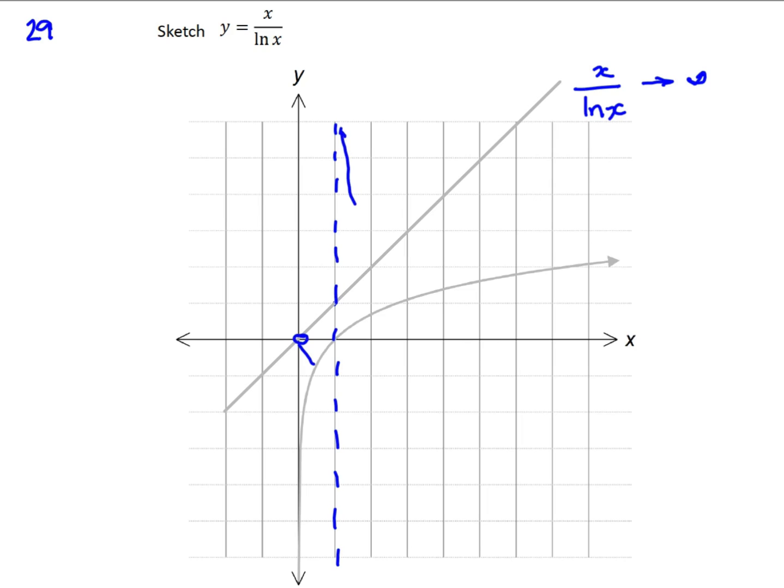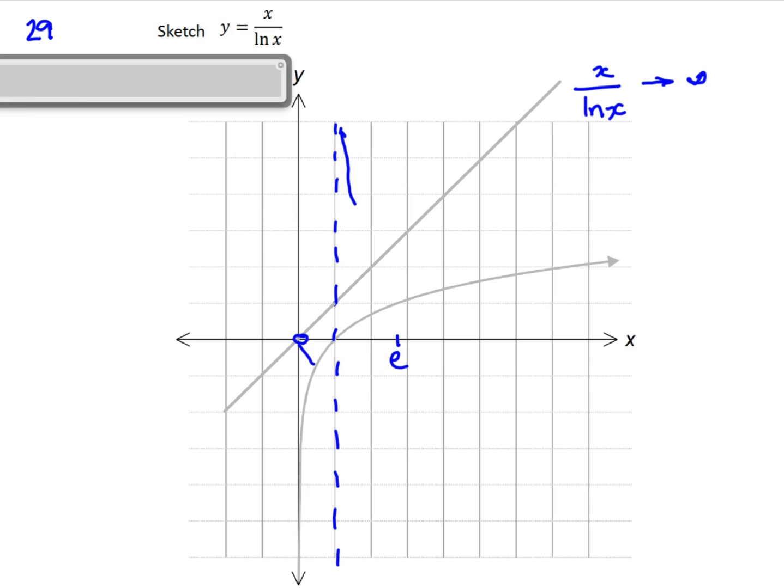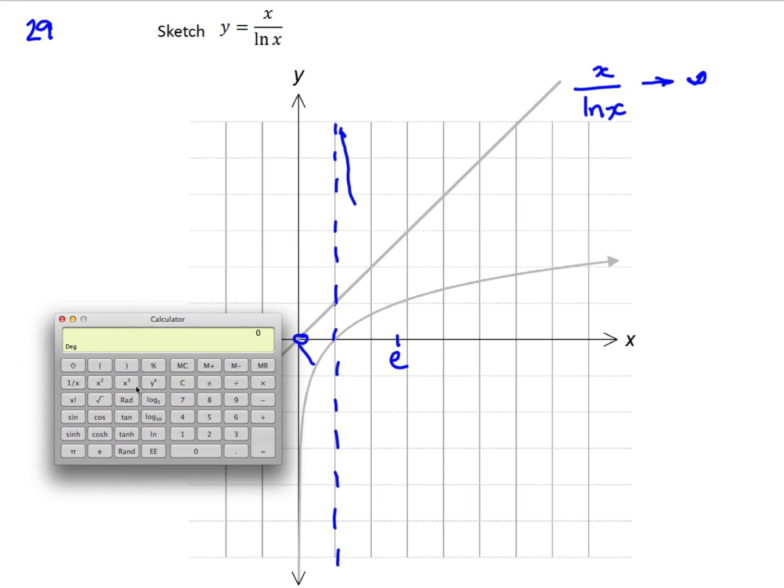So let's think about any other key points. Well, there is a key point down here somewhere, e. Check out the value of e on your calculator if you want. Let's just grab a calculator. So e is 2.7, so I'll shove it there. What happens? ln of e is 1.